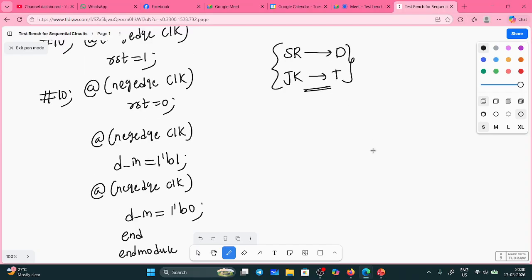You can see it in the Vivado. Shall I show in the Vivado or will you try? You will try. Okay. So this is about the test bench for the flip flops, and next class we'll see the shift register. Just you try this. Tomorrow we'll see the shift registers.